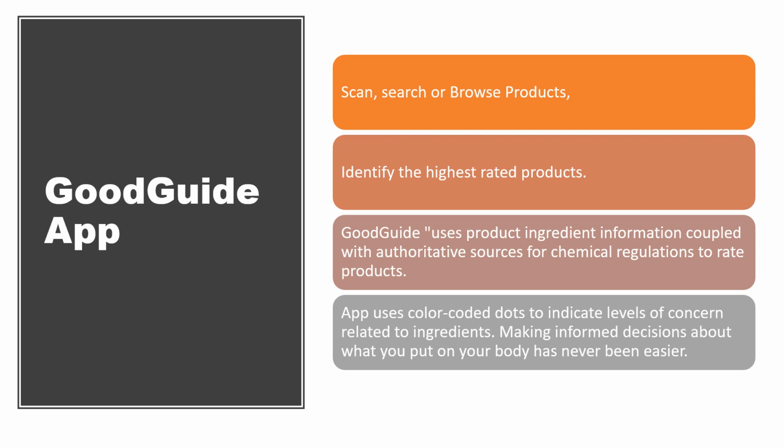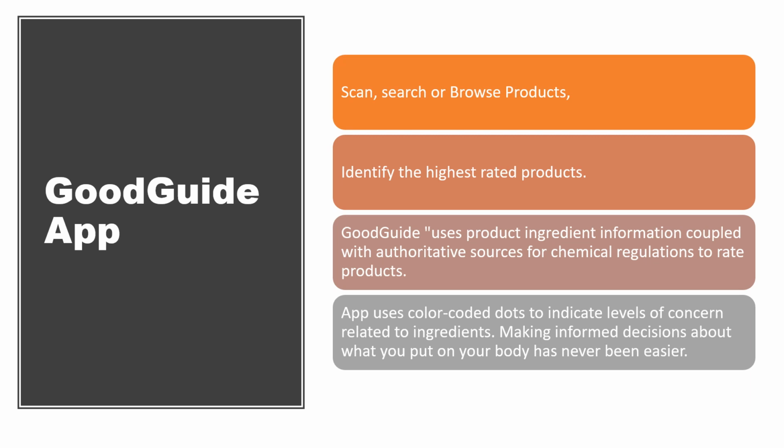The next app is the Good Guide app. As the name suggests, with the Good Guide app you can scan, search or browse the products. You can find the highest rated products. This gives you a clear-cut idea and more confidence about the various ingredients being used in those cosmetics. You can actually protect yourself from the harmful effects of these products and gain confidence while shopping.